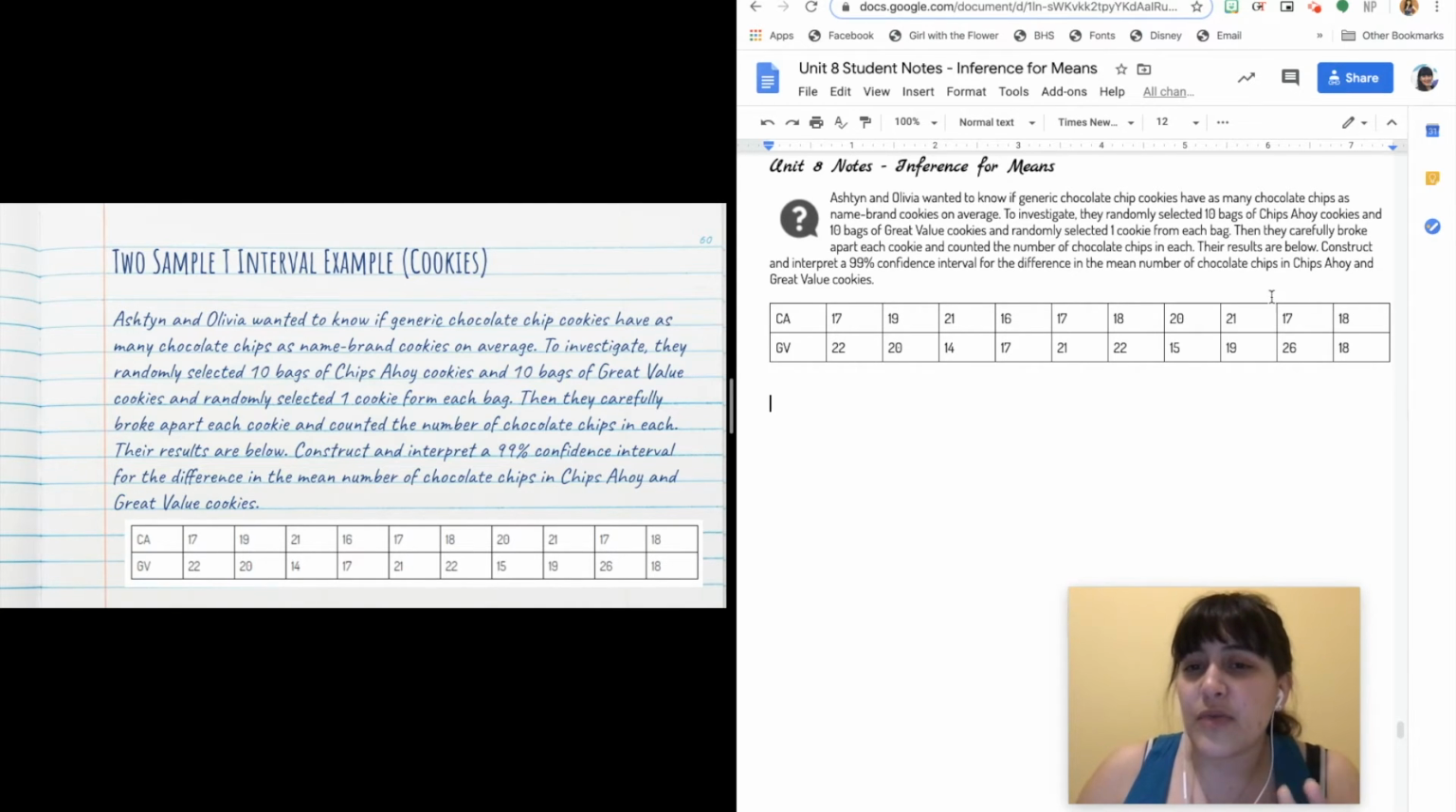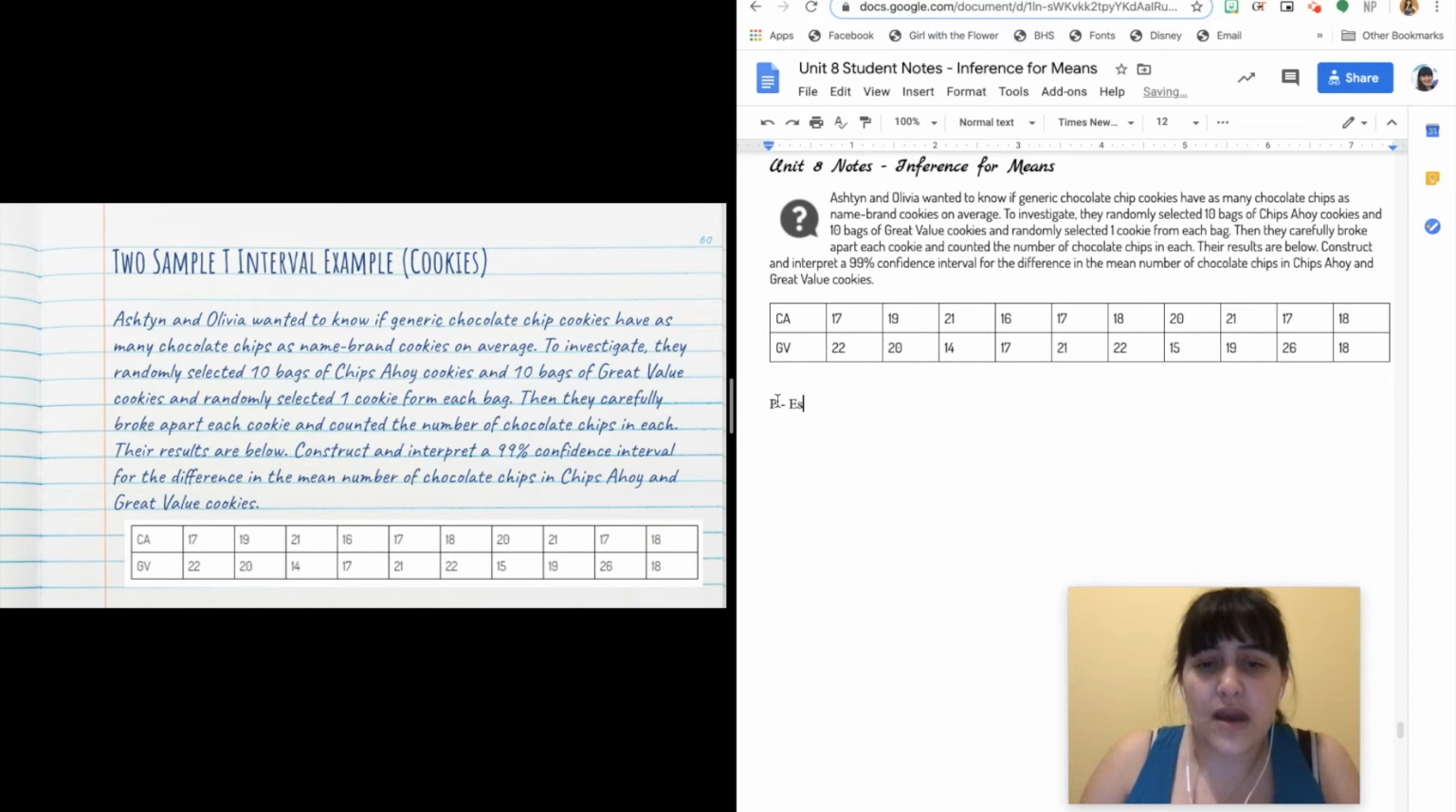Okay. And remember, the goal is they're trying to figure out if the generic brand has as many chocolate chips as the name brand, right? So we're trying to figure out if there's a difference here between these two. Okay, and that's going to come into play a little bit later. All right. So the very first step here is my parameter step.